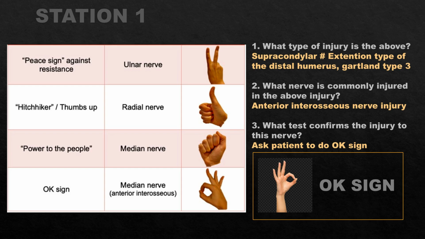What nerve is commonly injured? The most commonly injured nerve is the anterior interosseous nerve, AIN, which is a branch of the median nerve. The AIN is a pure motor nerve, so there is no sensory loss. What test confirms injury? Ask the patient to make the OK sign. In AIN palsy, the patient cannot flex the distal phalanx of the thumb, cannot flex the distal interphalangeal joint of the index finger. Instead of a circle, they make a flattened pinch. This is a classic OSCE favorite.